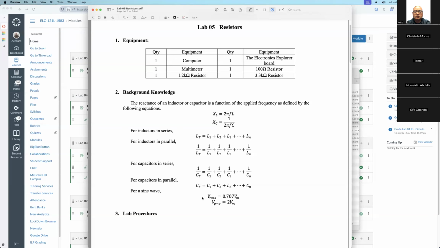Then for a sine waveform, we know the RMS value, this is the effective value. VRMS equals 0.707 Vm, or equals Vm divided by square root of 2. Then peak to peak value, VPP equals 2 Vm. Vm is the magnitude of a sine wave. We know magnitude is from the peak value to the average.